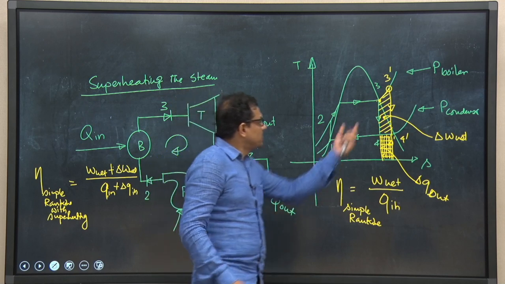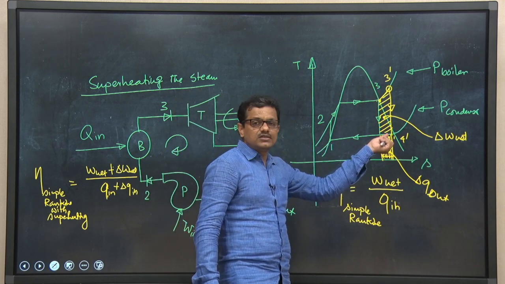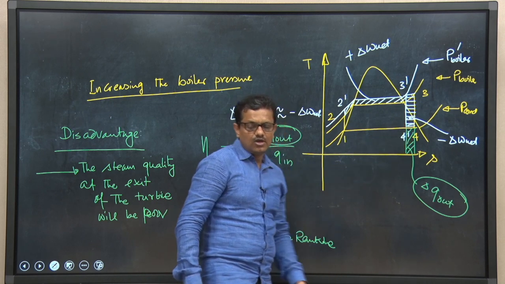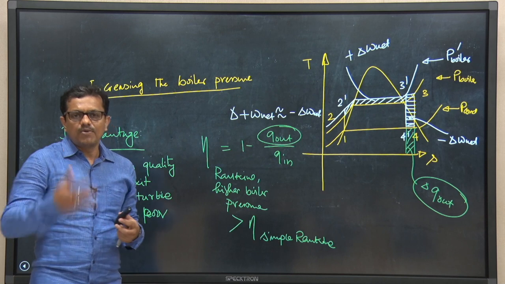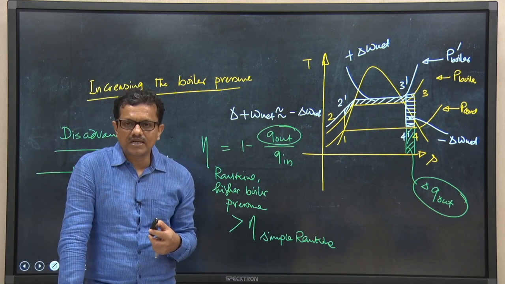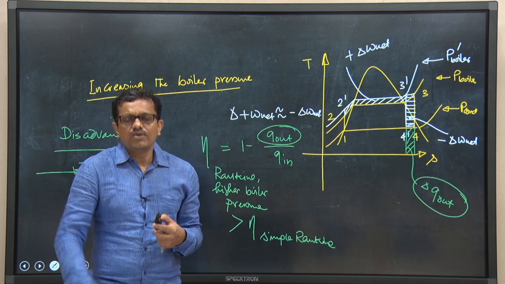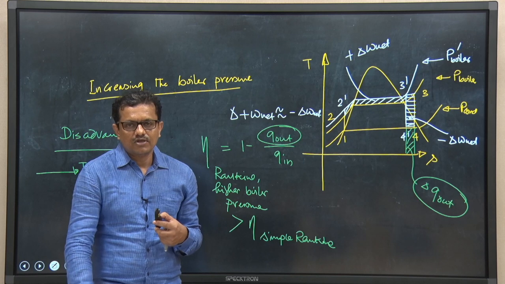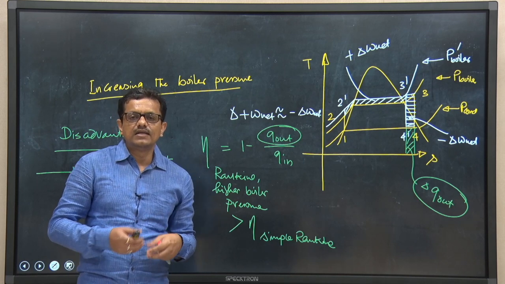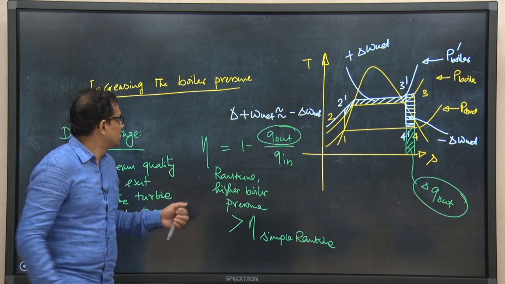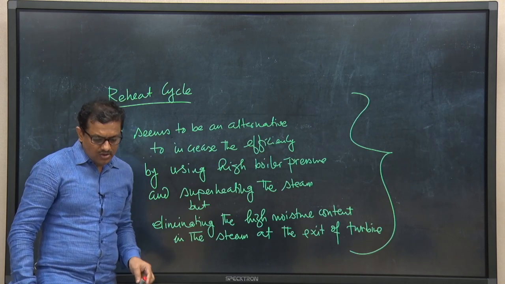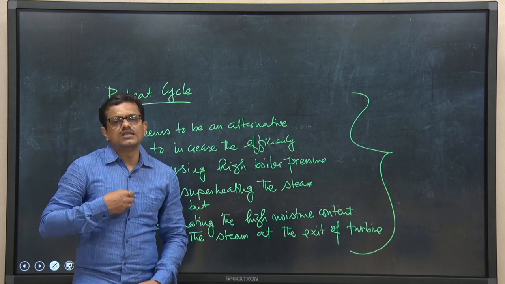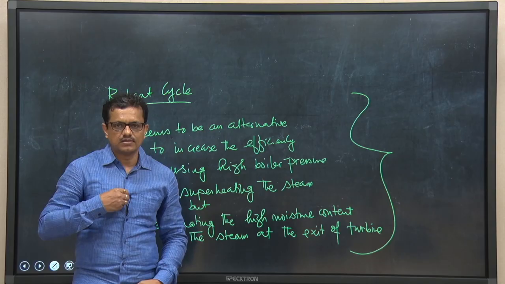And also, if we can superheat, the moisture content at the exit of the turbine can be reduced. So, the idea is to use high boiler pressure so that the degree of superheat can be reduced. Still, we need to go for superheating so that the moisture content at the exit of the turbine can be reduced. If we can do this, we can increase the efficiency of the cycle, and that is the reheat cycle. So, with this I stop here today, and in the next class we shall discuss the reheat cycle and go for its analysis. Thank you.